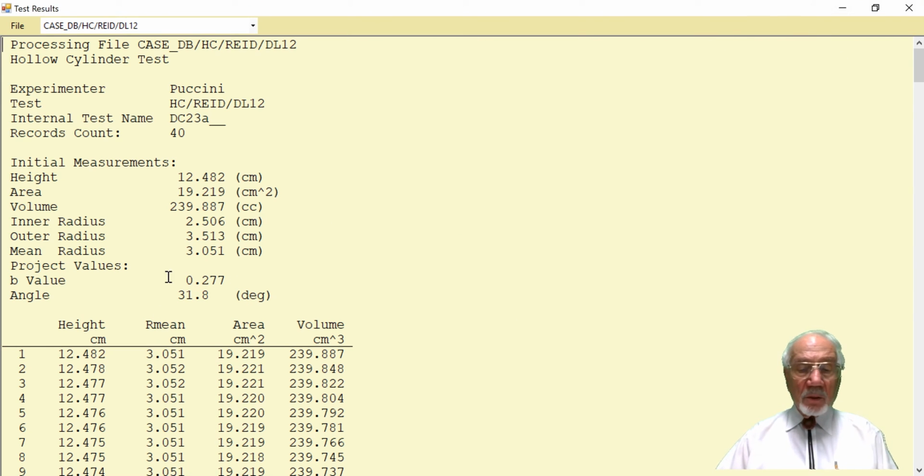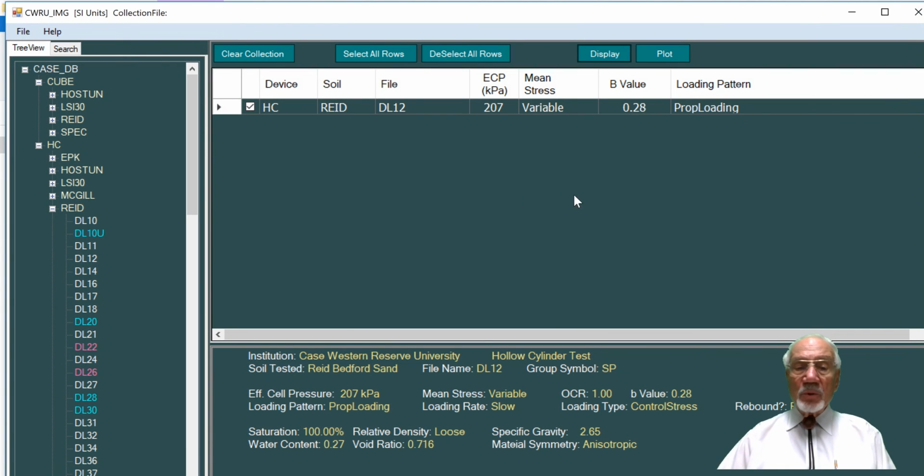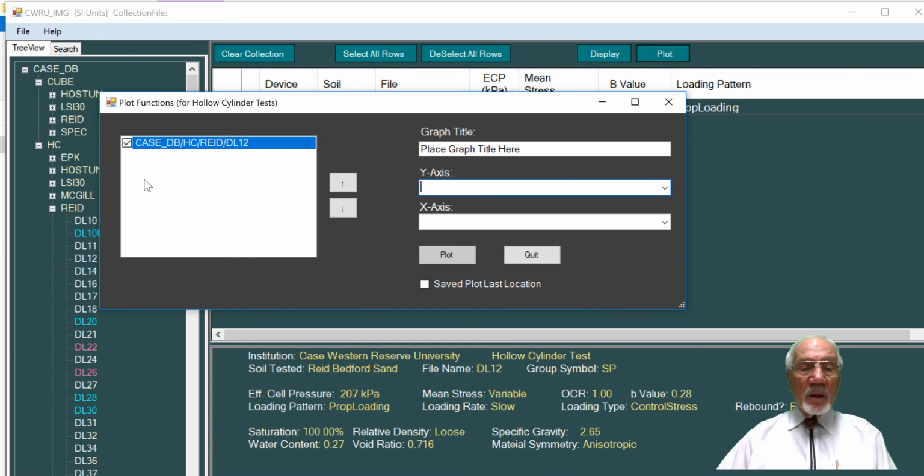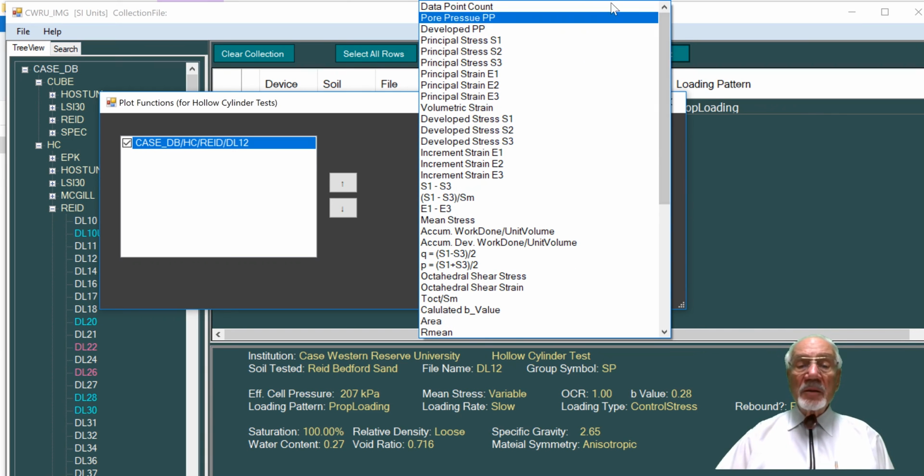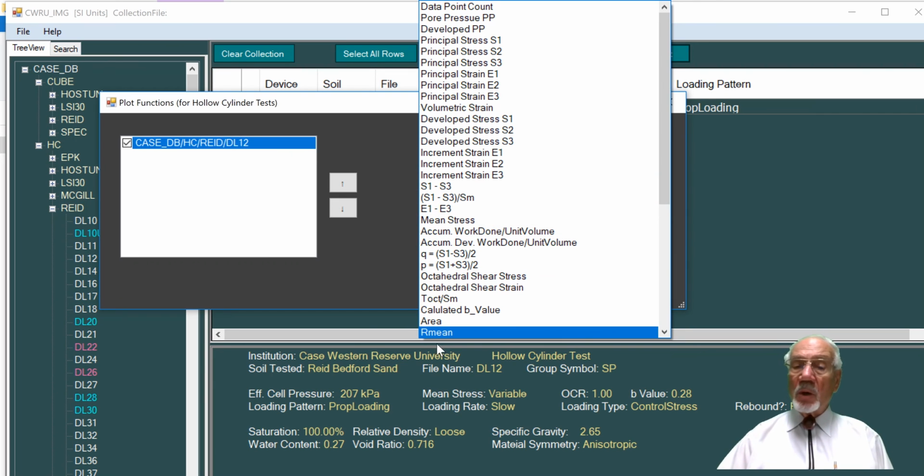Let's look at the plotting routines that we have. We go back here and we click on plot. Here is the name of the sample that you are examining now. You can type here the name of this sample so it appears on your screen, and then of course if you print it, it will be on your printout. Choose the y-axis. Any one of those variables can be put on the y-axis.